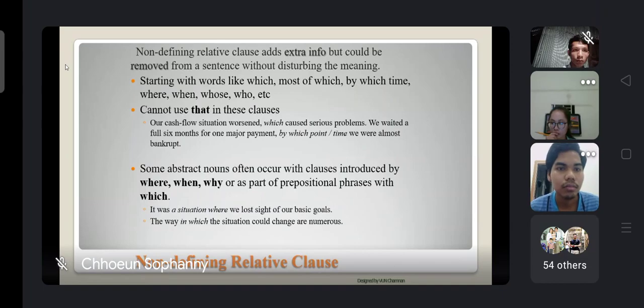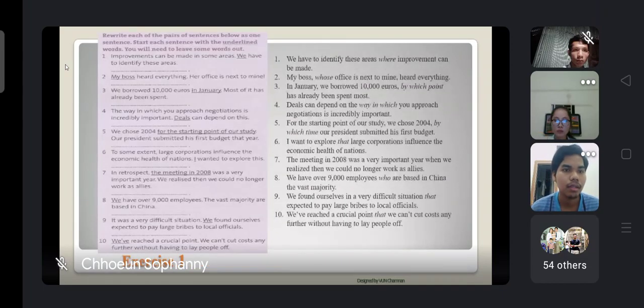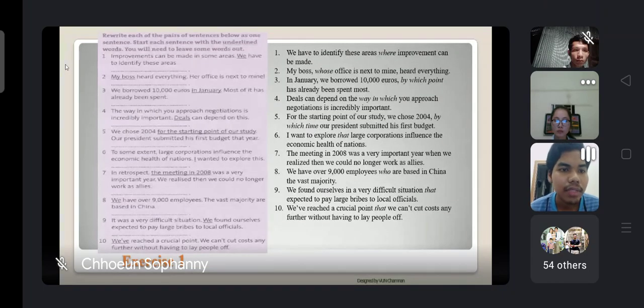Yes, let's move to the next slide. Yes, we have some exercise, exercise 1. Rewrite each of the pairs of sentences below as one sentence. Start each sentence with the underlined word. You will need to leave some words out.